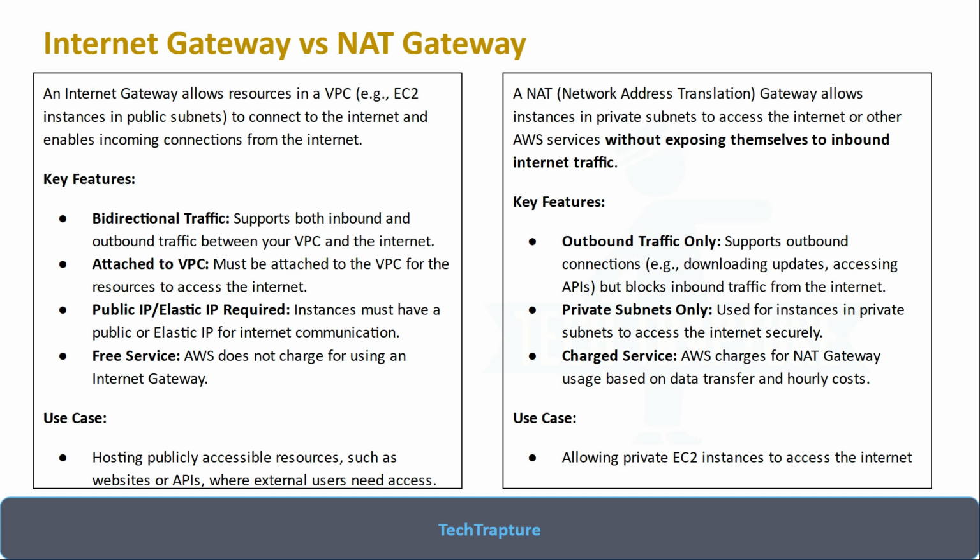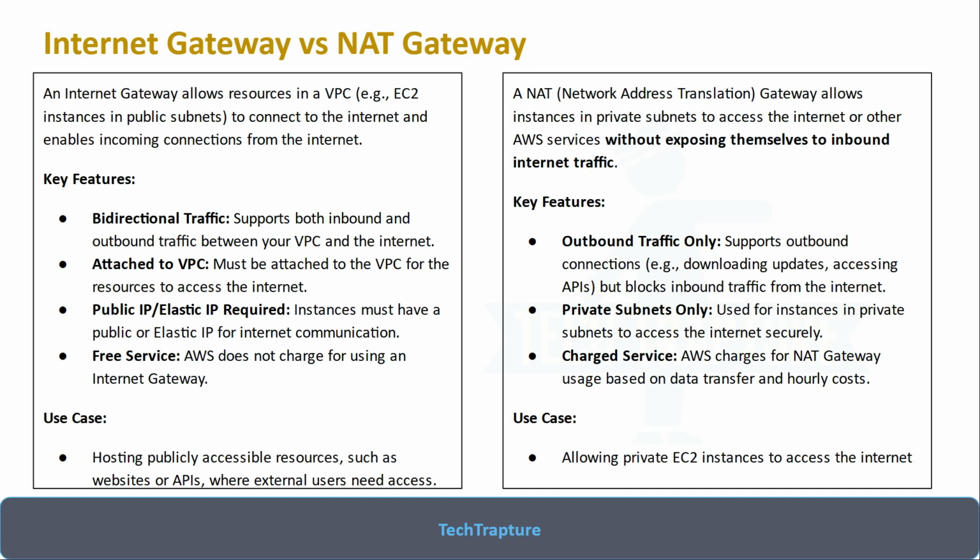Second, it is attached to the VPC. Third, if you want to use an internet gateway, you must have a public IP. Also, it is a free service. You do not need to pay anything for an internet gateway. And what is the use case? I would say whenever you want to access resources on the internet, websites, APIs, or external users need access to your EC2 instance, then you always need an internet gateway. If the subnet has an internet gateway, it is called a public subnet. Now this is about an internet gateway.